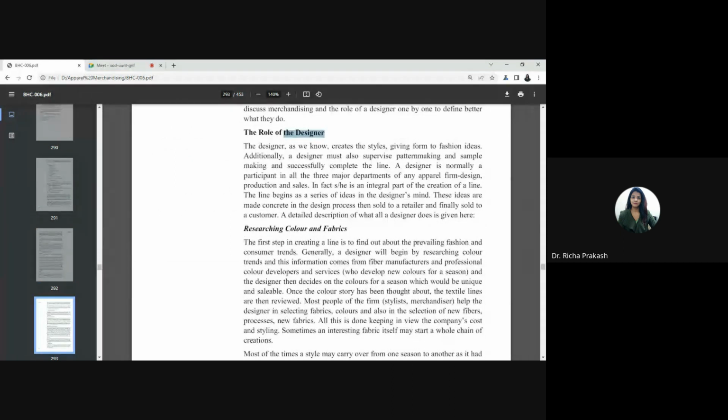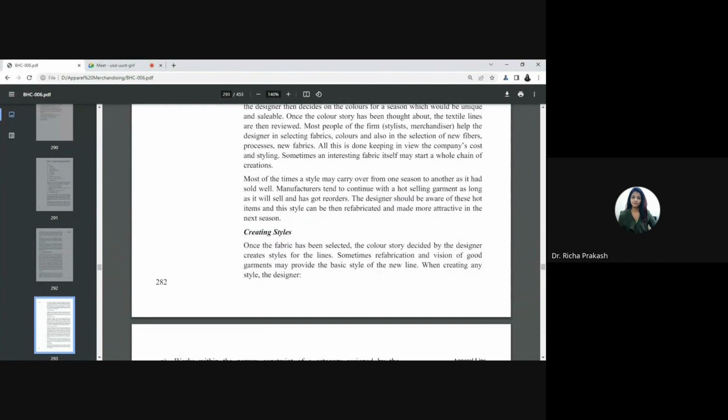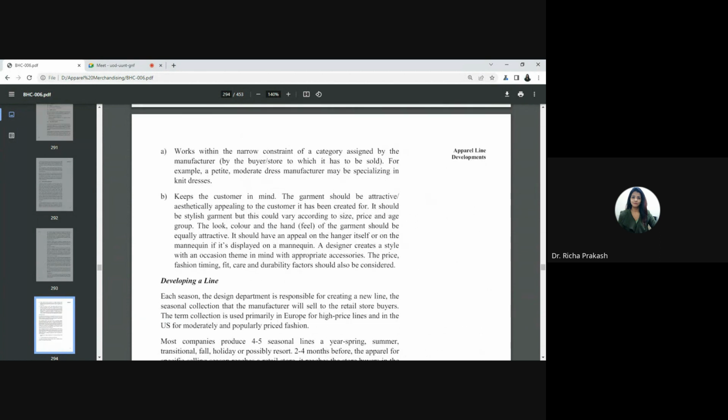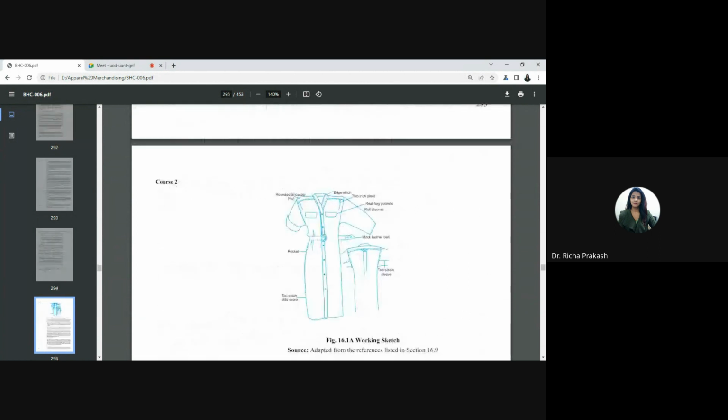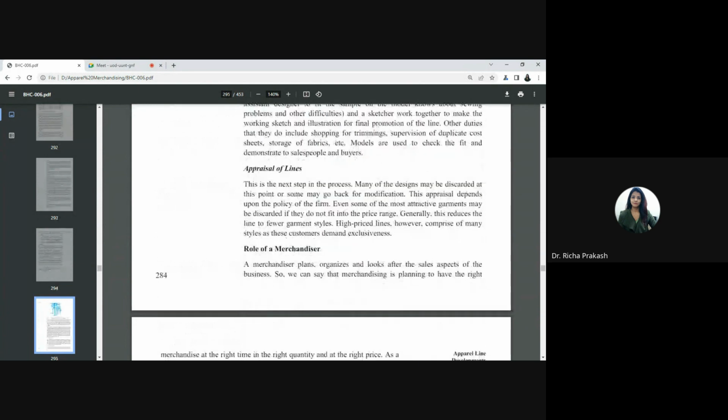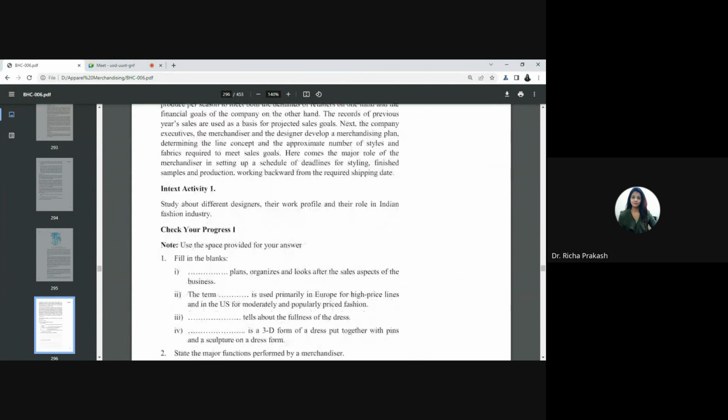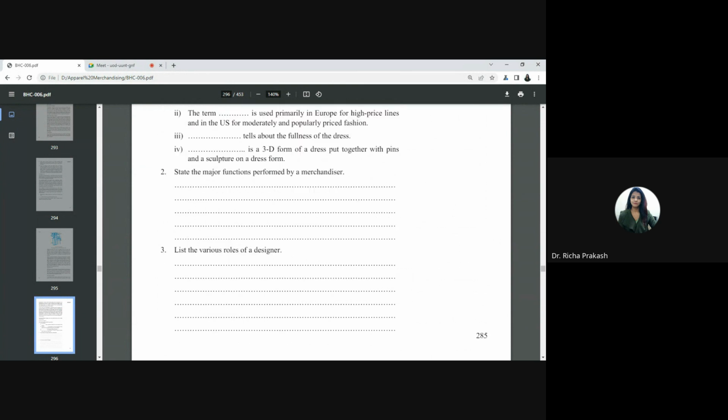The role of the designer is very important. Researching colors and fabrics. The designer who researches the colors and fabrics forecasts, that is, predicts. Creating styles, developing a line, and then making a garment, basically. Then appraisal of lines, the role of a merchandiser, which comes after the role of the designer. The merchandiser takes care of the further steps of making the garment, production, online treatment, whatever you need, quality check, sales, and everything.